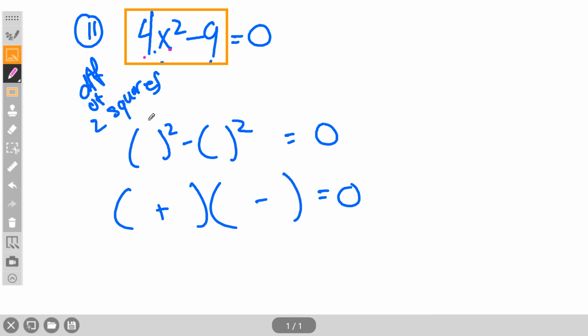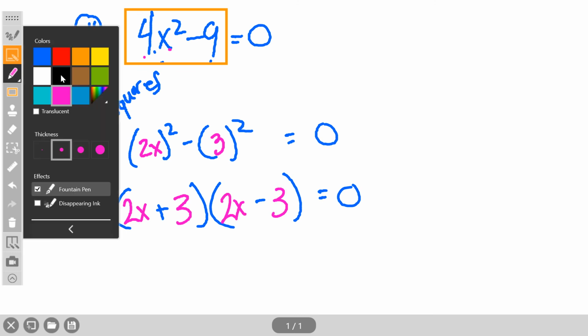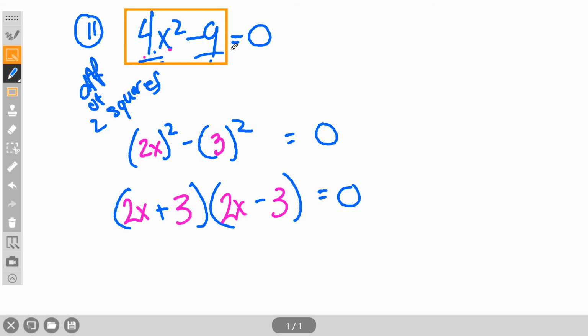All right, so to get 4x squared, to get 4, 2 squared is 4. And to get x squared, I would square x. So 2x to the second power is 4x squared. And then for 9, I would have to square 3. 3 to the second power is 9. So my two factors, 2x plus 3 and 2x minus 3. So the way to factor 4x squared minus 9 is 2x plus 3 times 2x minus 3. I can now set these factors to 0 and figure out the solutions based on that.